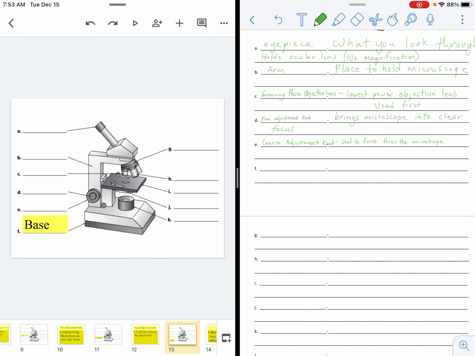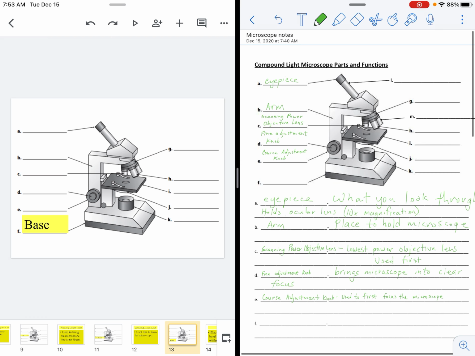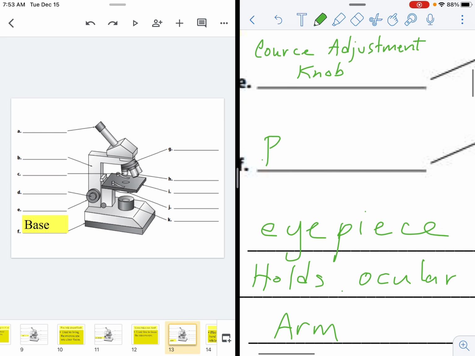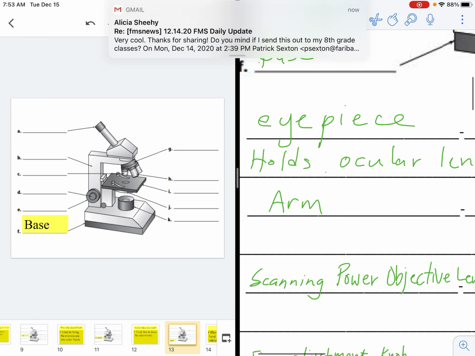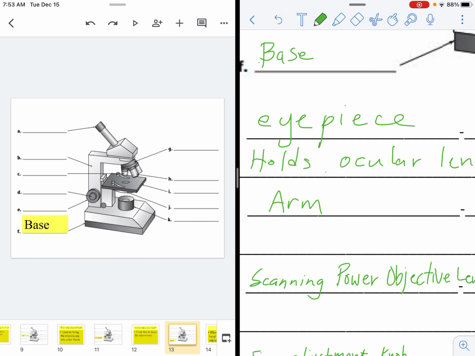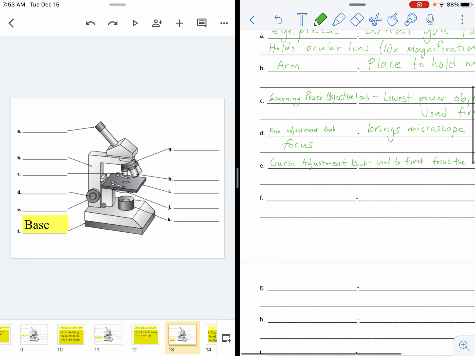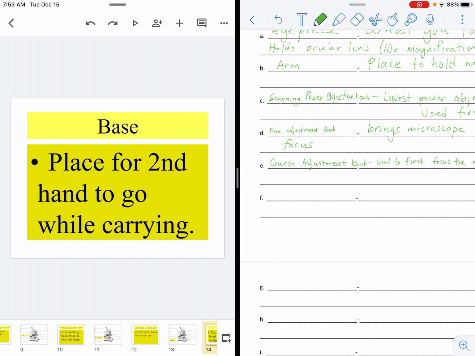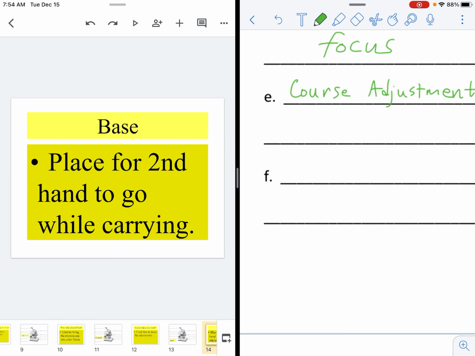Next would be letter F. Letter F is called the base. So we'll get that labeled on our diagram here. And the function is that this is the place where your second hand would go as you're carrying the microscope.